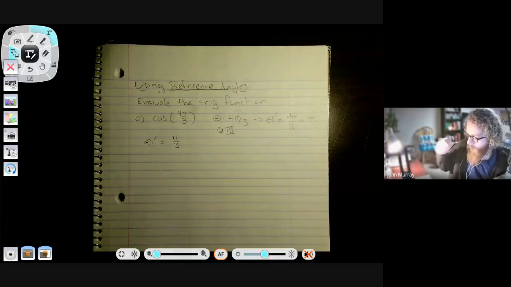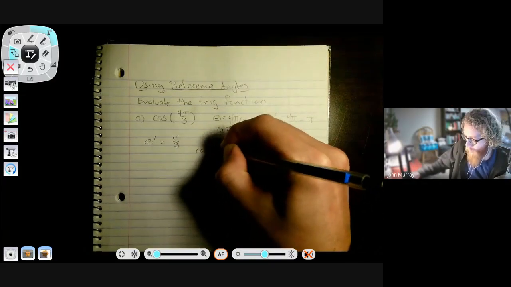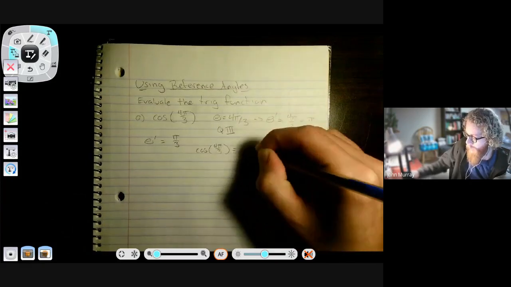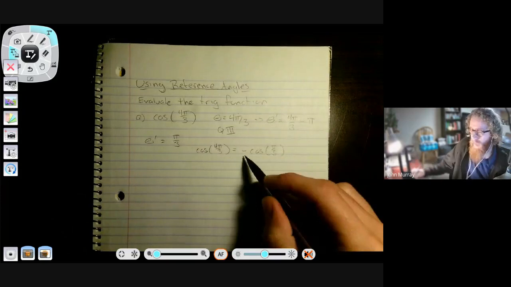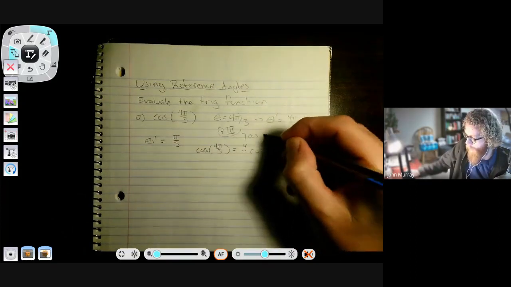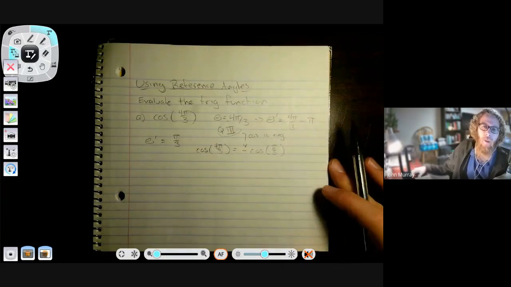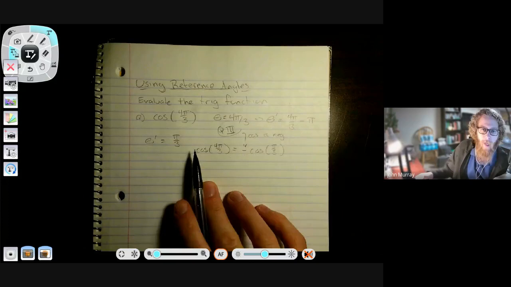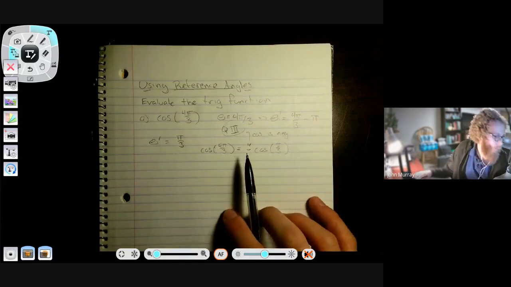So what I can do now is rewrite it: the cosine of 4 pi over 3 is going to be negative cosine of pi over 3. Again, this negative is here because cosine is negative in the third quadrant. Originally we didn't have the negative in front, so we have to add it there to remind us that we need to do it.